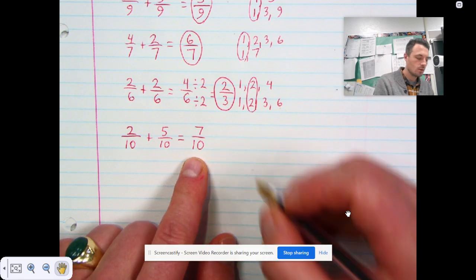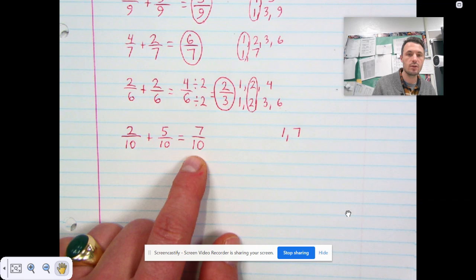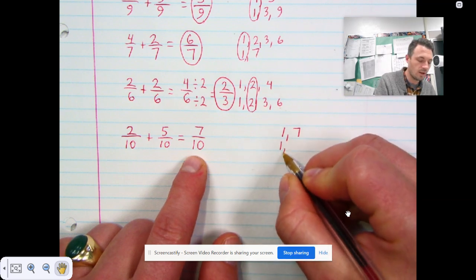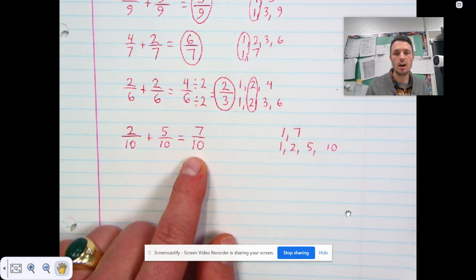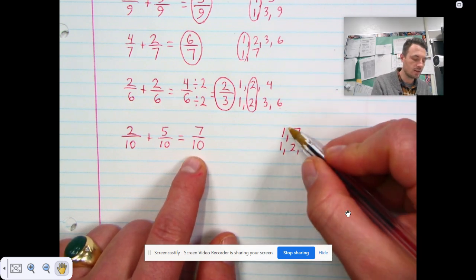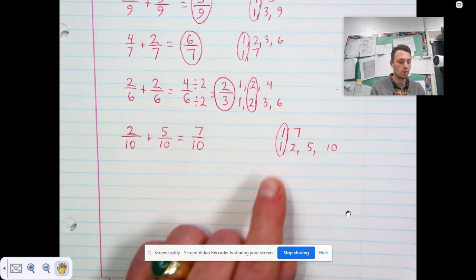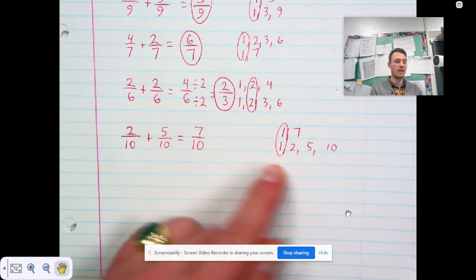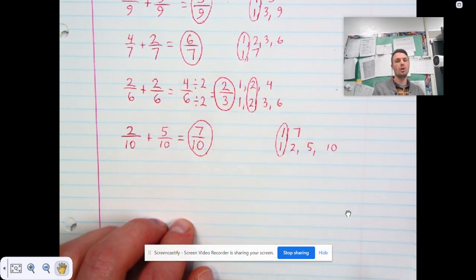And just to show you, if we list the factors of 7, it's 1 and 7. If we list the factors of 10, it's 1, 2, 5, and 10. See how the largest number in both lists, in fact, the only number that's in both lists, is 1. So 1 is the greatest common factor between 7 and 10. That's how you know 7/10 is already in simplest form.